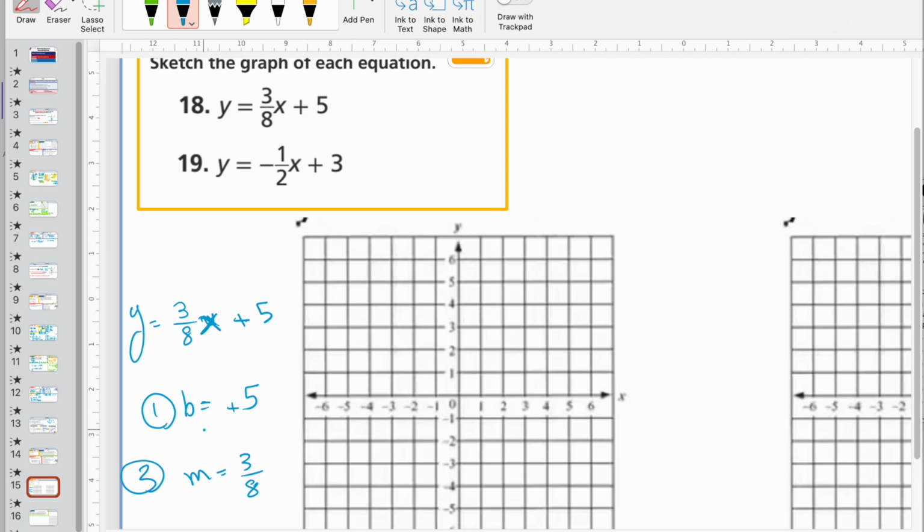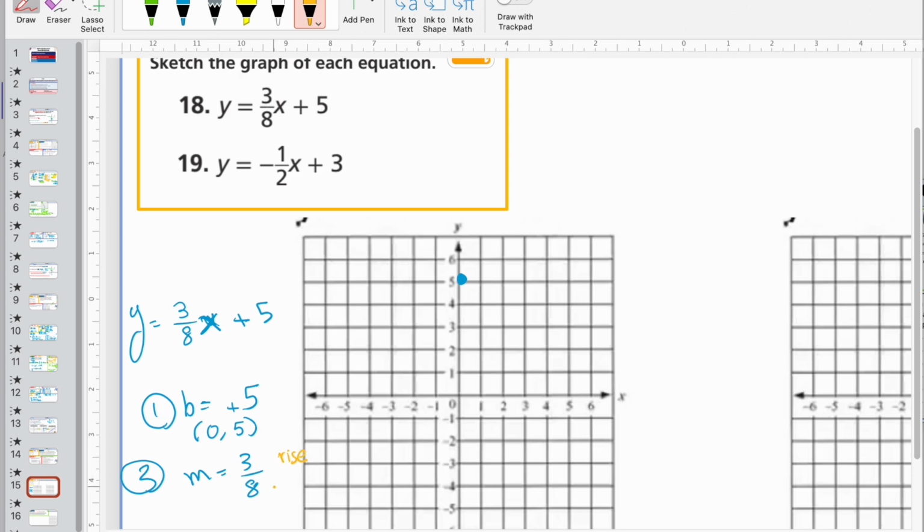What does b is +5 mean? It means I have a point at 0, 5. This is my y-intercept point. Where is 0, 5? Go to the y-axis. This is 5. Now from here, move by m, meaning move by the rise and run.